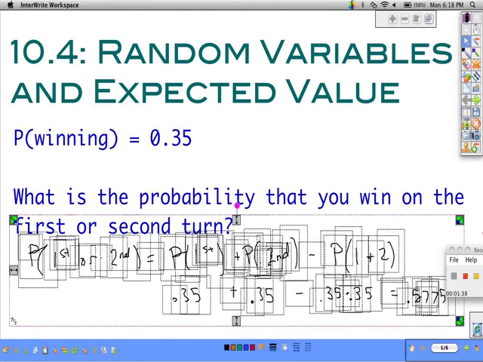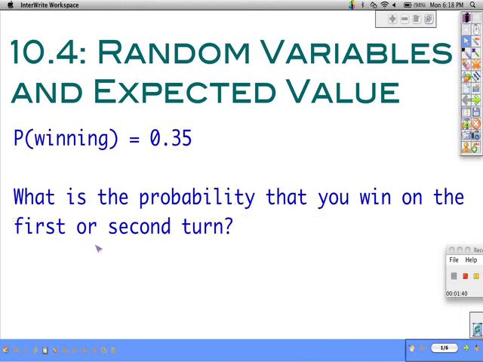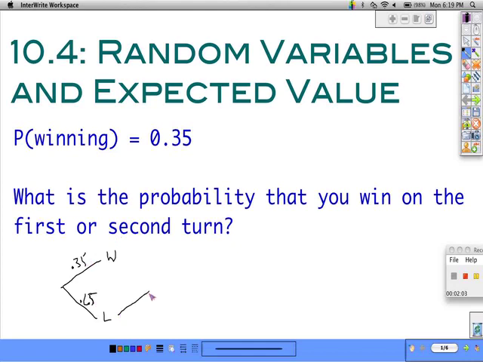Another way is using a tree diagram. We'll either win or lose, and the probability of winning is 0.35. Probability of losing would be 0.65. And if we win, we've satisfied the criteria that we have here and we would stop playing. If we lose, we would play again.